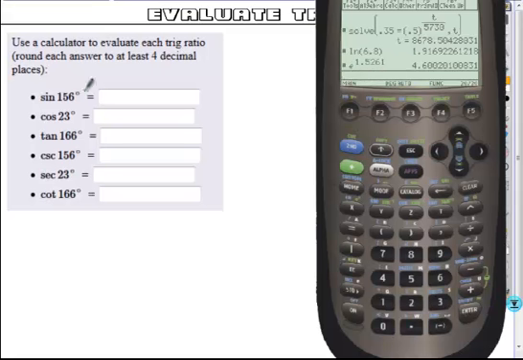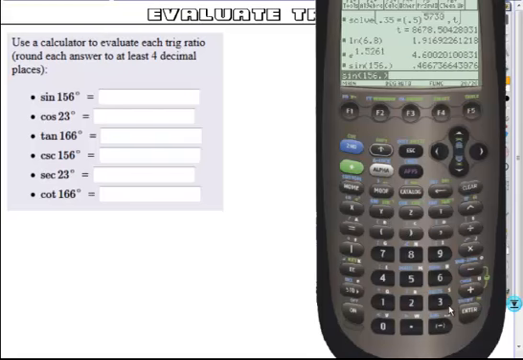Once you're in degree mode, then what you can do is you can hit sine, cosine, and tangent. The main three ratios are right here. So sine of 156. I'll put a decimal in there so my answer is displayed as a decimal. And I see I have 0.4067.